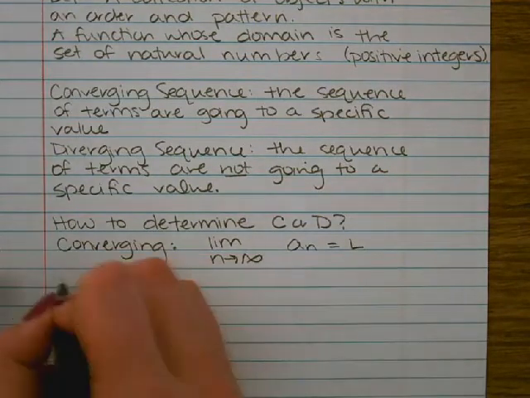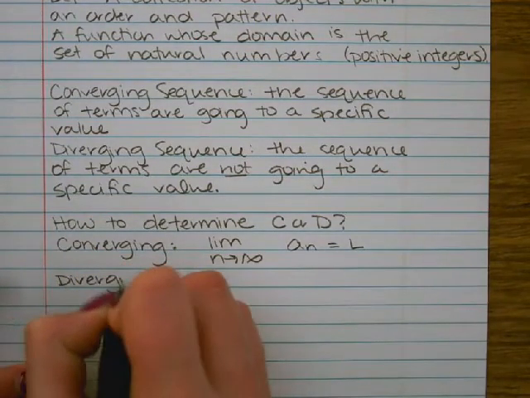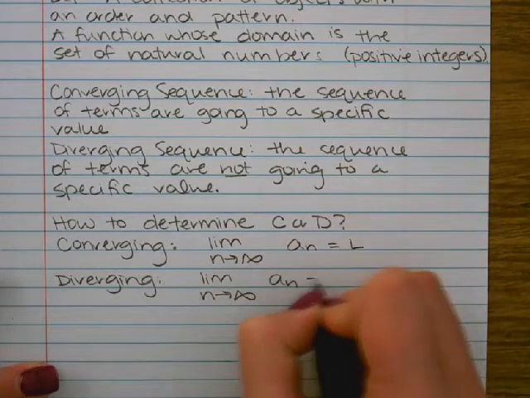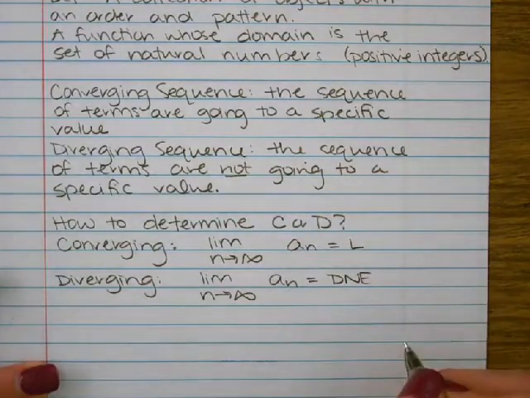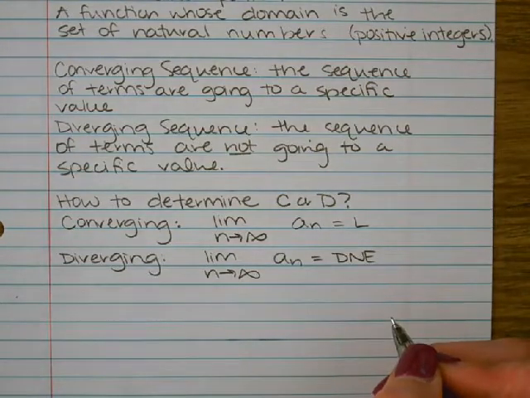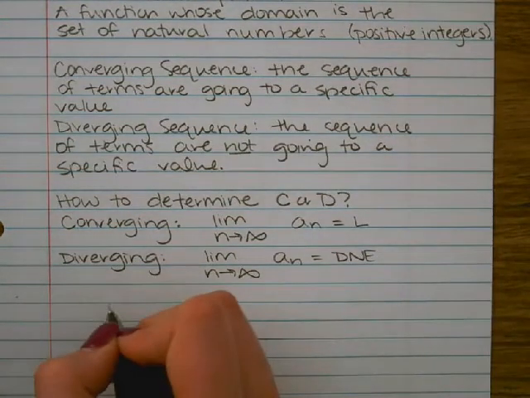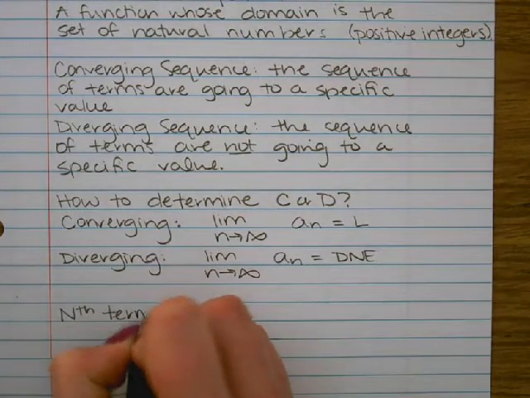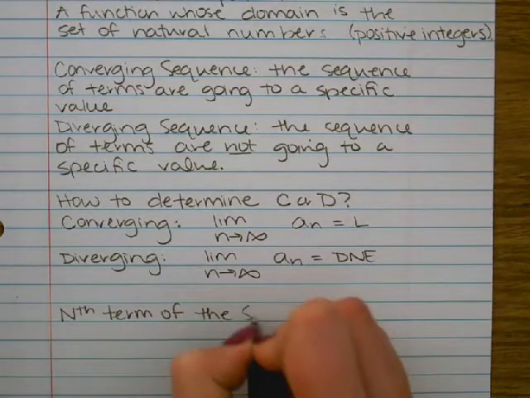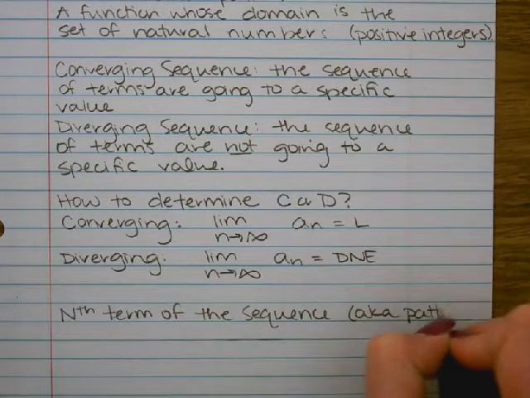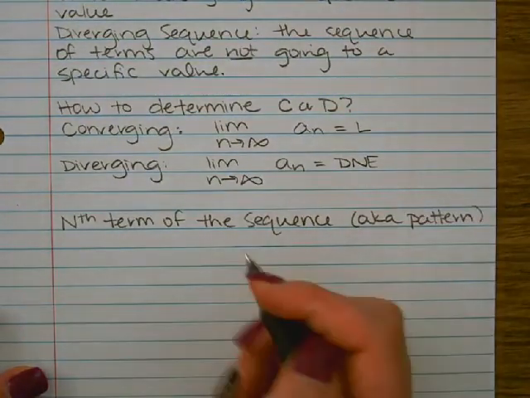If it's diverging, then the limit as n goes to infinity of the function would not exist. That could be that it goes to positive infinity, it could be that it goes to negative infinity, something like that. All right, so we talk a lot about the nth term of the sequence, AKA the pattern or formula or function. You could have it written a lot of different ways.